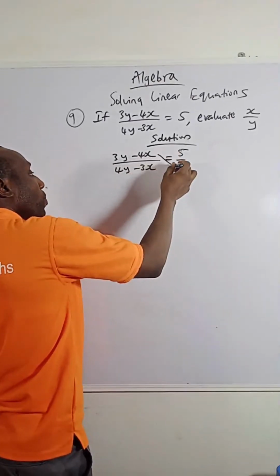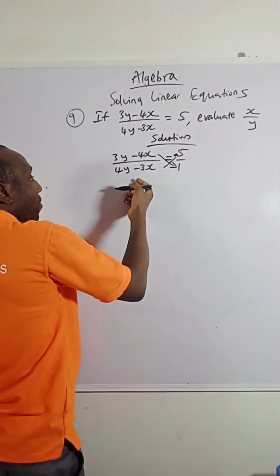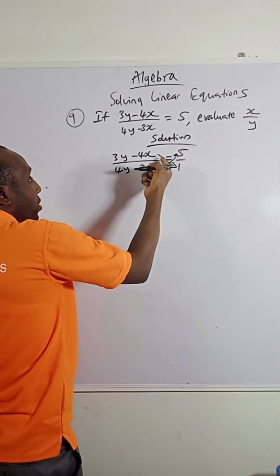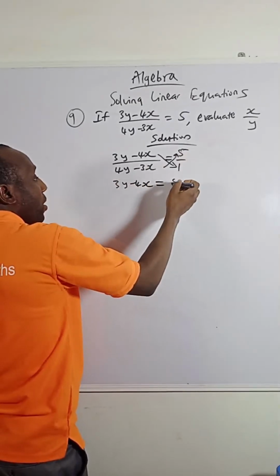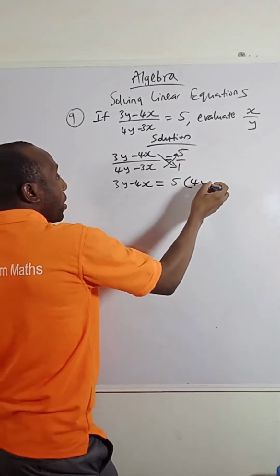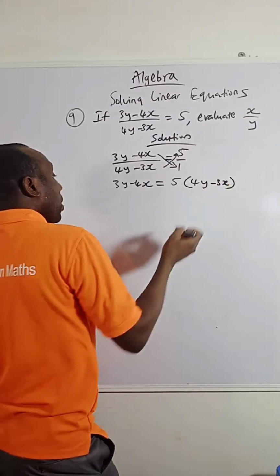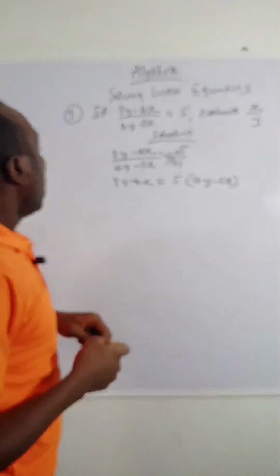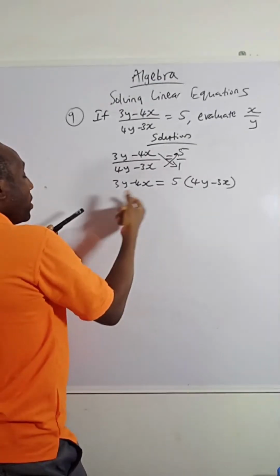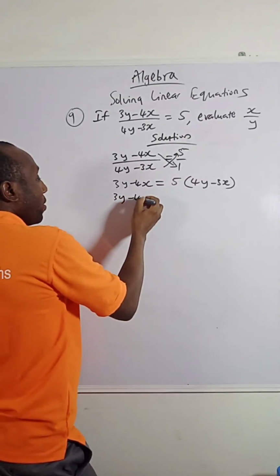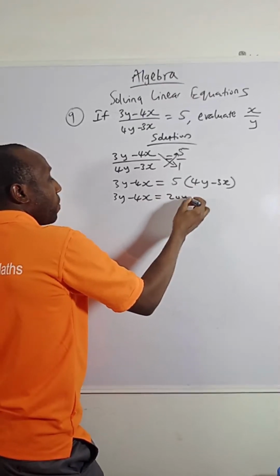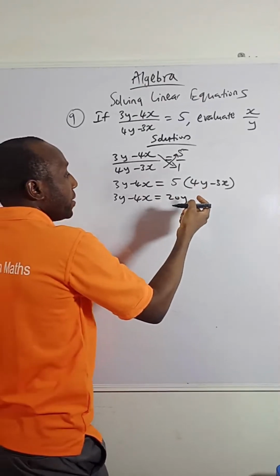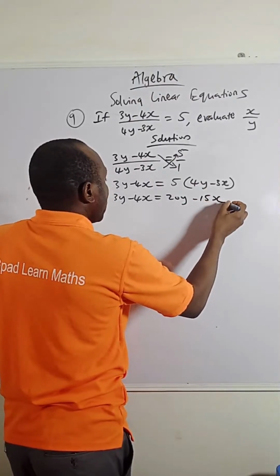So when you cross multiply like this, you will have 1 times this. So you have 3y minus 4x is equal to 5 times 4y minus 3x. Okay, so we can't do anything to the left side because they are unlike terms. Let's write it like that. And let's expand this. 5 times 4y is 20y. And 5 times negative 3x is negative 15x.